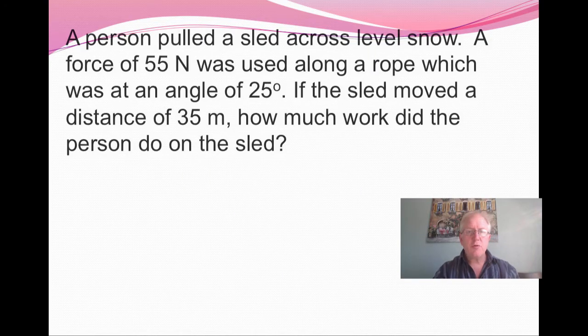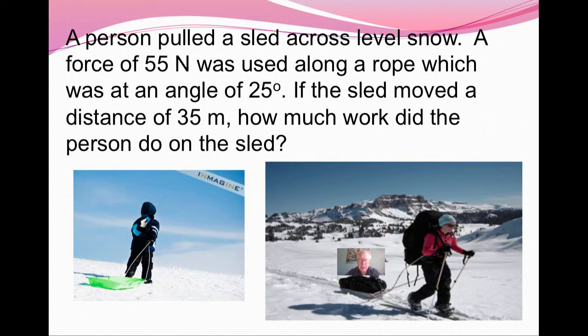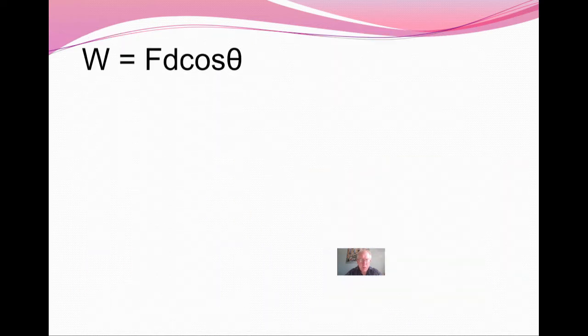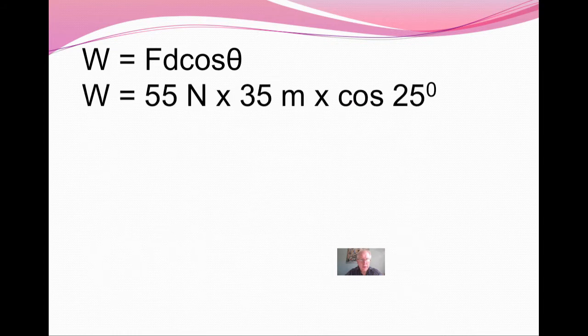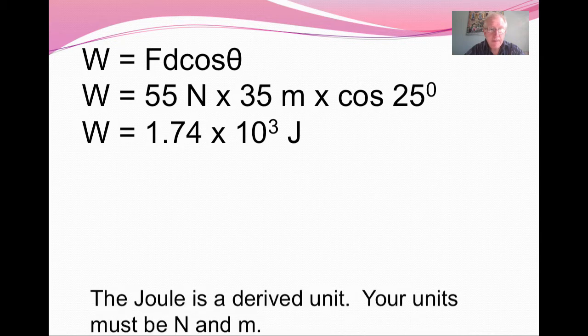Okay, so here's a problem for you using an angle. See if you can solve this one, and when we come back we'll talk about the answer. Okay, here we go again, and there's a diagram to help you picture that. A couple people pulling sleds across the snow. Well, it's the force multiplied by the displacement multiplied by the cosine of the angle between them, and I got this number. So if you didn't, we can talk about it in class, of course.